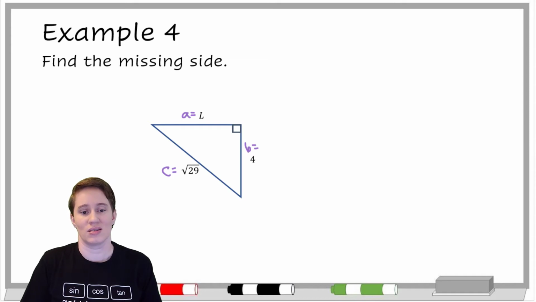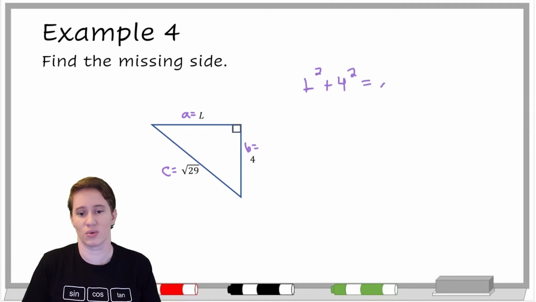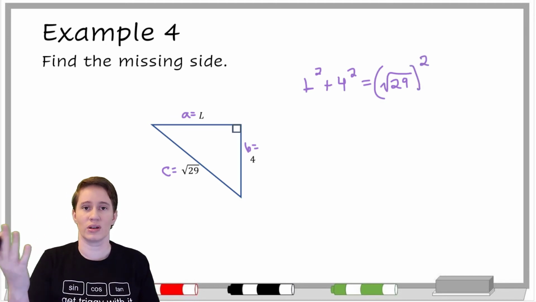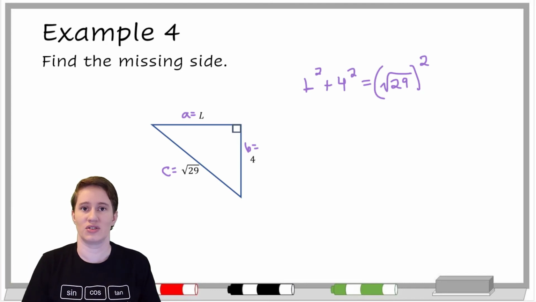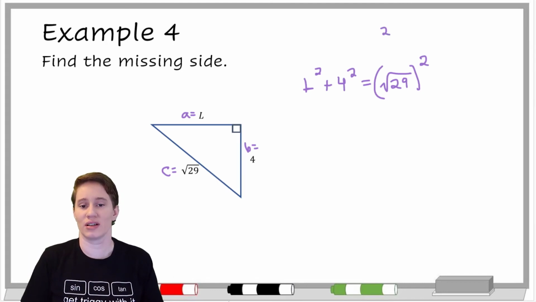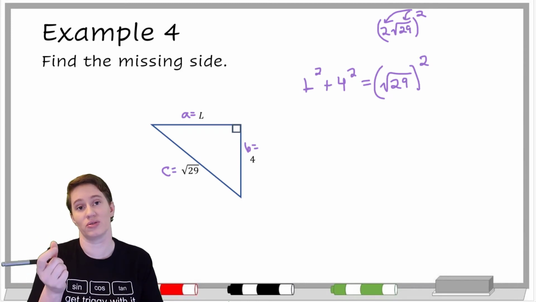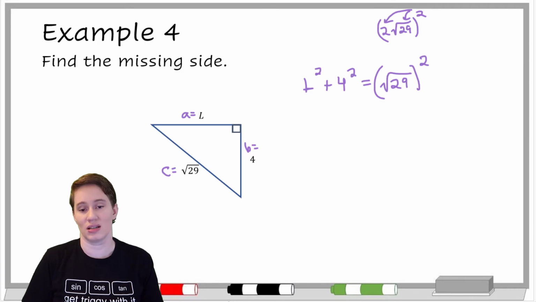So to do this, I'm going to put into the Pythagorean theorem L squared plus 4 squared equals square root of 29 squared. Now here's how squaring a square root works. If it's just a single square root without anything else around it, squaring that square root gets rid of the square root and it's just the number underneath. If we had something like 2 square roots of 29, just as a side note, and we tried to square it, we'd have to square the 2 and square the square root of 29 and then multiply those two things together. So keep that in mind if that comes up. But that's not what we have here.